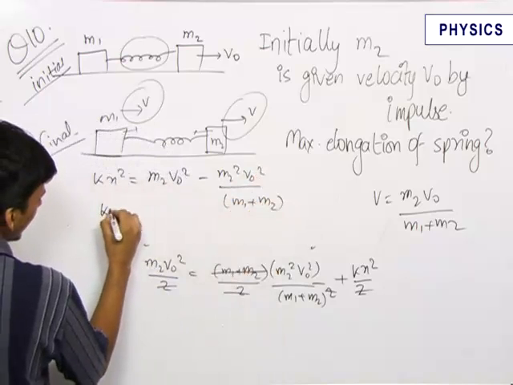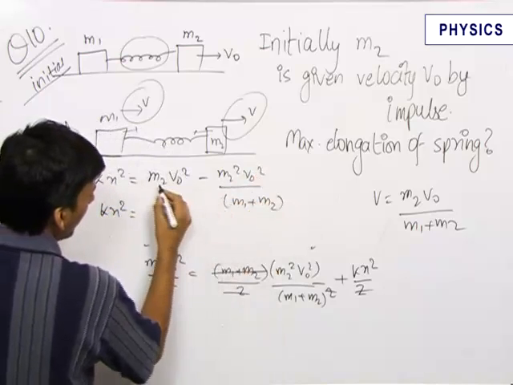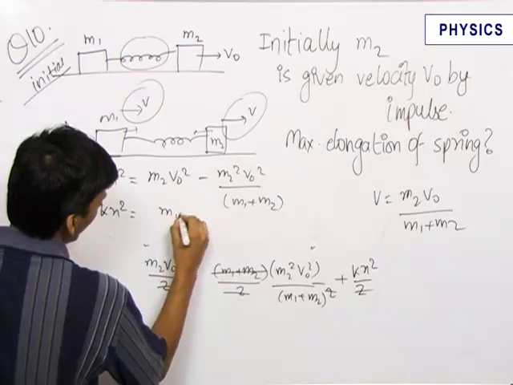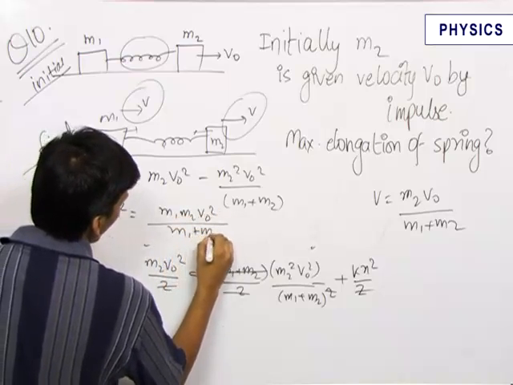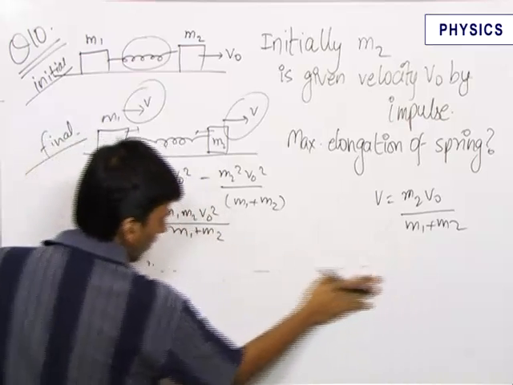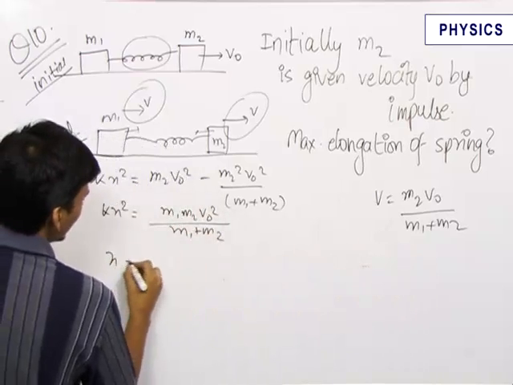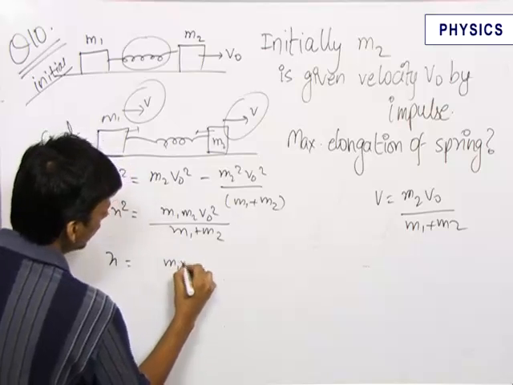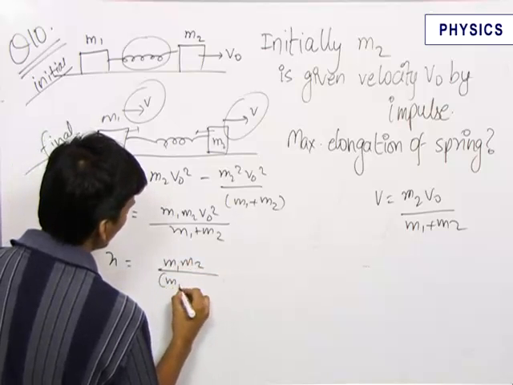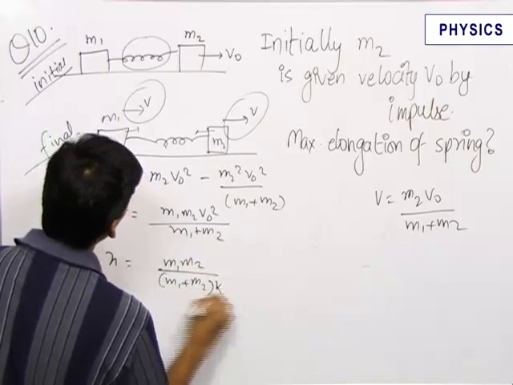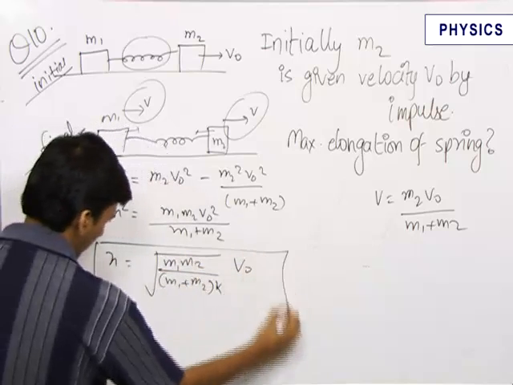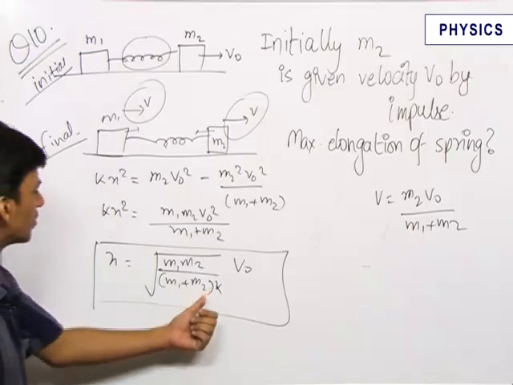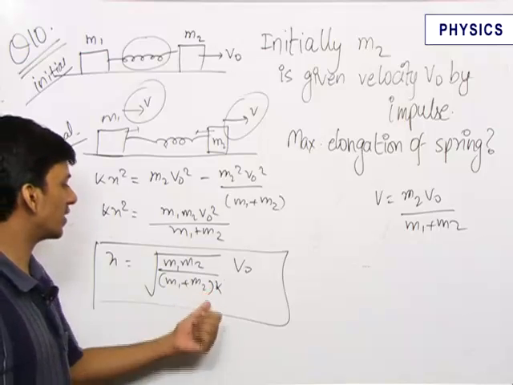So we solve this as k x square is equal to, m2 square v0 square gets cancelled, m1 m2 v0 square upon (m1 plus m2). So x is equal to the square root of m1 m2 upon (m1 plus m2) into k, into v naught. So this comes out to be the maximum elongation in the spring.